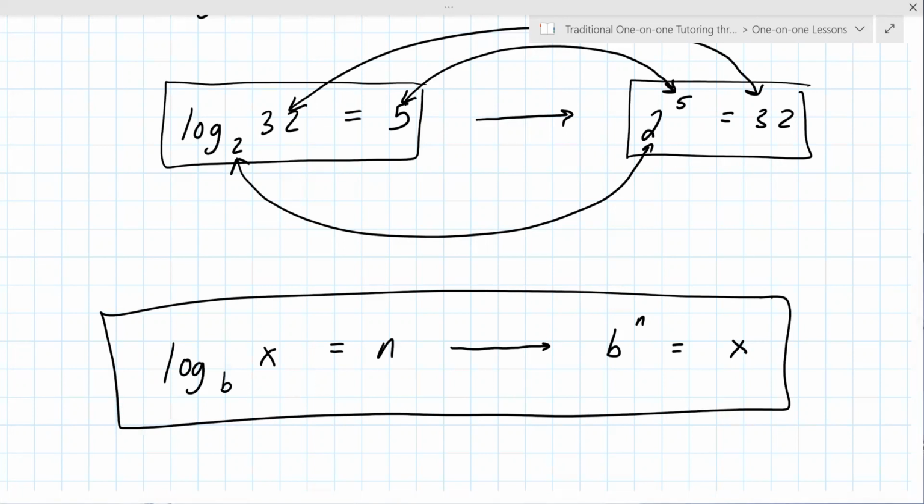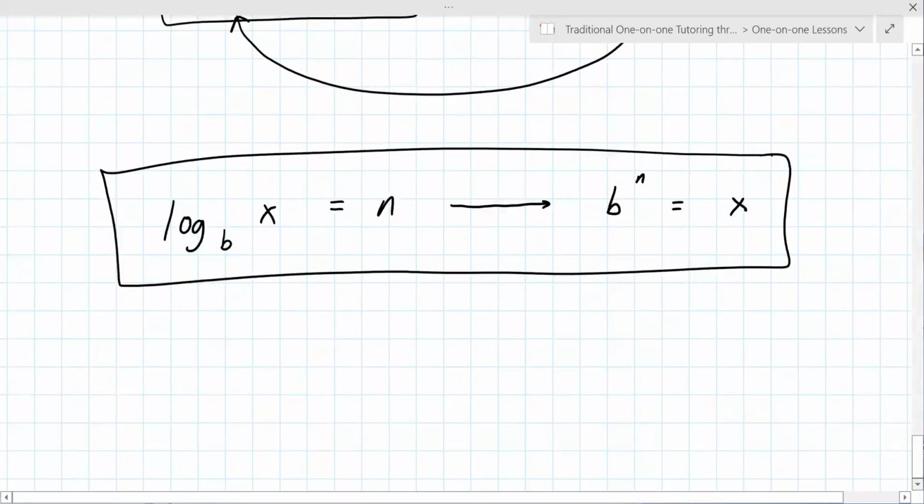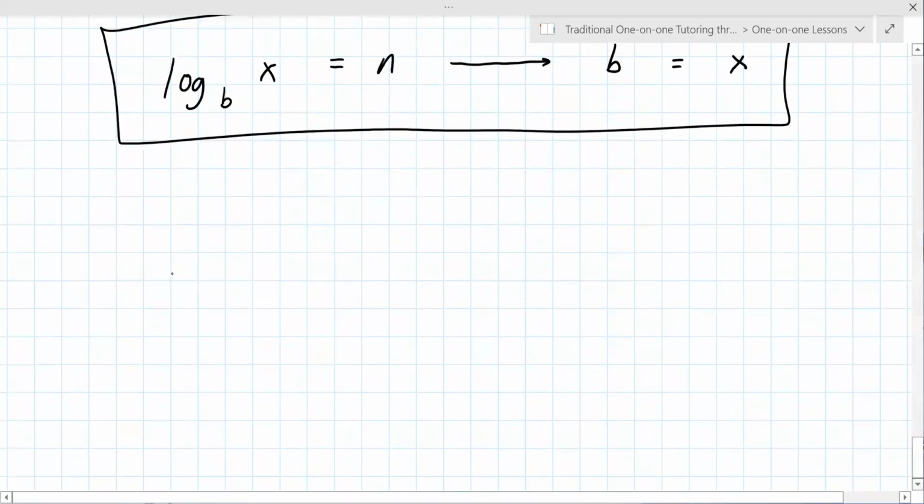Is it always that straightforward? Yes. Okay, so let's try a few here. Let's say it's log base 3 of y equals 6. I want you to write this in exponential form.